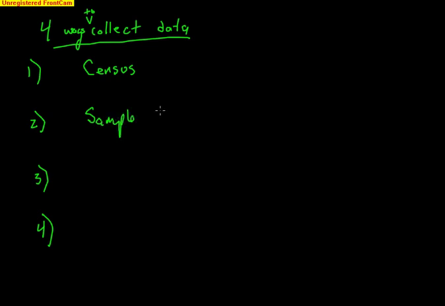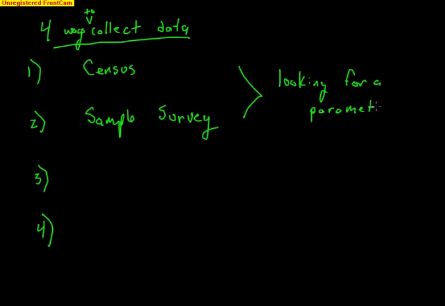Now, these two are connected, okay, because we're looking for a parameter. Now, again, a parameter is the true average or the true proportion. We're looking for that. So if we collect a census, we're looking for some true average or some true proportion. If we're looking at a sample survey, we're again looking for some true average or true proportion. We'll talk more about those in a second.